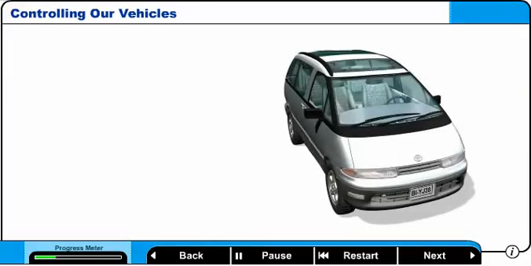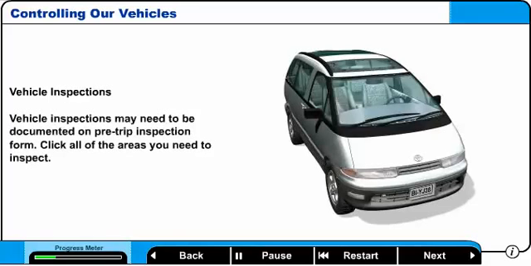Now let's look at how we can control our vehicles, beginning with vehicle inspections. Why do we conduct a vehicle inspection? Because it is one of the driving conditions we can control. Keeping our vehicle in good condition and good working order will help us maintain control of the vehicle in adverse driving conditions. You may be required to document your inspection on a pre-trip inspection form.